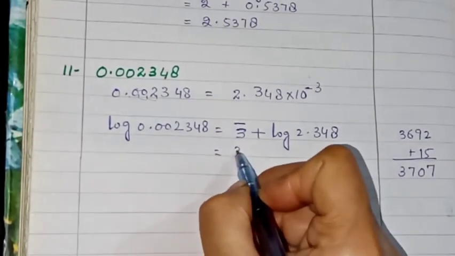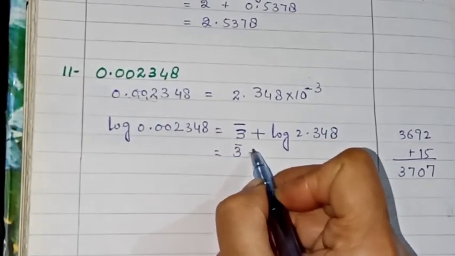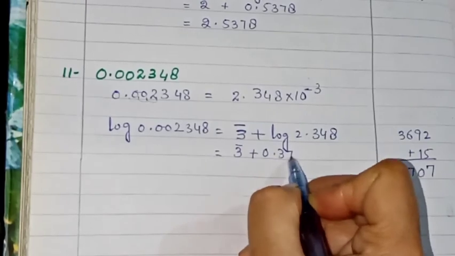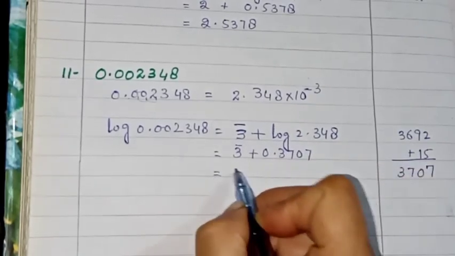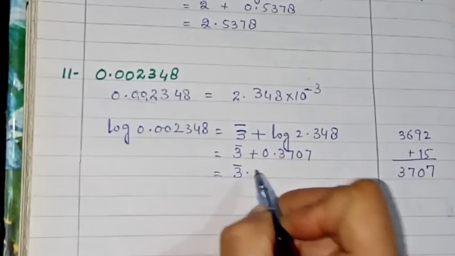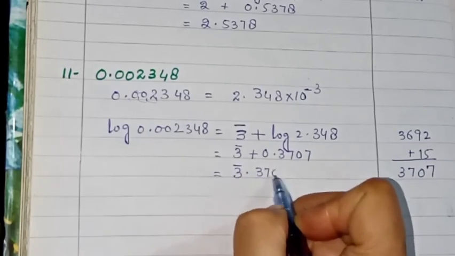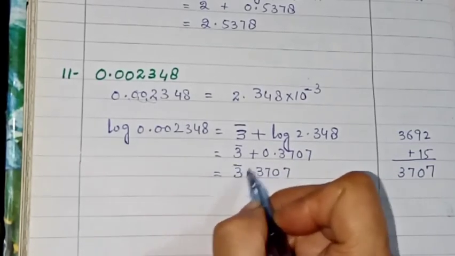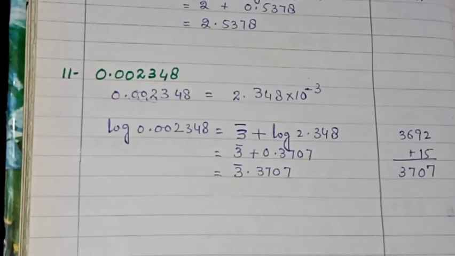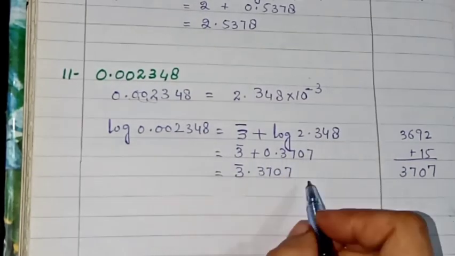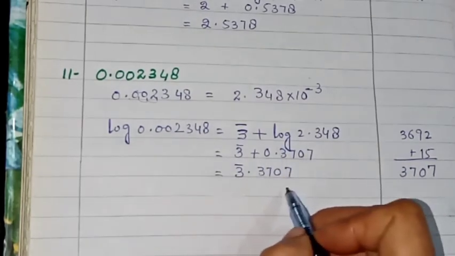So we have to write it like plus 0.3707, and the answer will be 3.3707. This bar shows that the characteristic is negative. So this is the end of exercise 3.4.